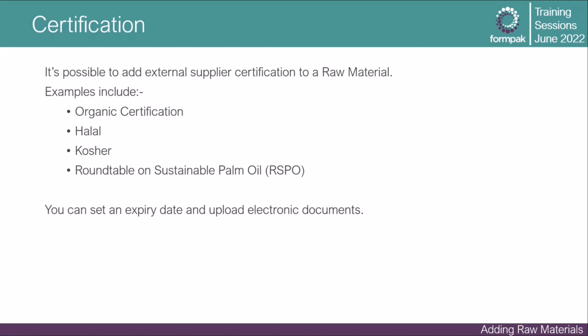Certification. It may be that your raw material has a certificate from the supplier to state that it's organic or halal or kosher, and it's possible to upload the certificate into Formpak on a specific raw material. It's also possible to set an expiry date. Typically the certificates for these sorts of things are time limited, possibly 1 or 2 years, and so you can set an expiry date on the raw material, and then you'll know when recertification is required.